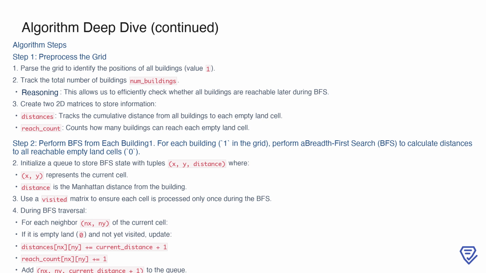With this setup in place, we then perform a breadth-first search, or BFS, starting from each building. The BFS will systematically explore all reachable empty land cells, updating the distances and reach_count matrices as it traverses the grid. To manage the BFS process, we use a queue that stores tuples containing the current cell's coordinates and the distance from the building. Additionally, a visited matrix ensures that each cell is processed only once per BFS run.